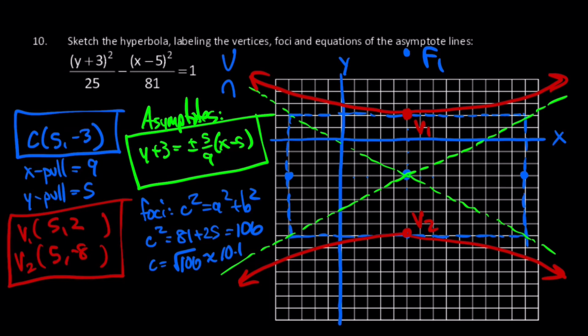F1 will be up there somewhere. And then down 10 point something. 1, 2, 3, 4, 5, 6, 7, 8, 9, 10. Between 10 and 11, there's F2.